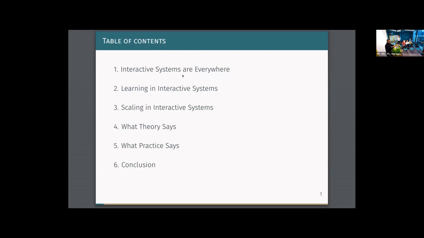So although I'm going to talk about what we propose and stuff like that, the main goal of the presentation is to show how we do machine learning in interactive systems from a research perspective, how state-of-the-art looks like. Okay?